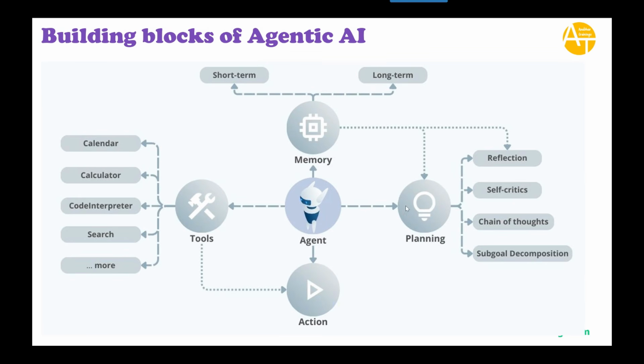It has multi-step planning and multi-step reasoning, so it can check reflection points, it can do self-critique, it can have chain of thought, and it can also have sub-goal decomposition. Like to perform a very complex task, it can decompose that into multiple tasks. It can also interact with other agents to complete and fulfill certain tasks.